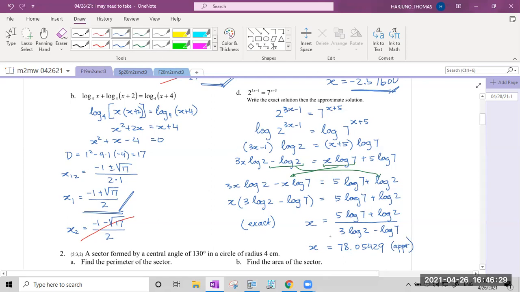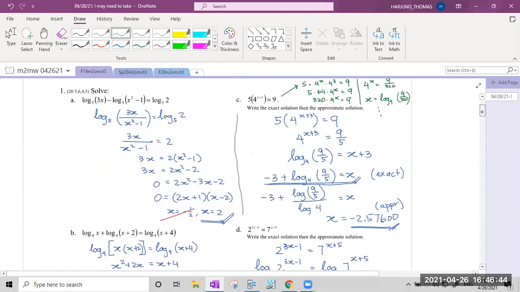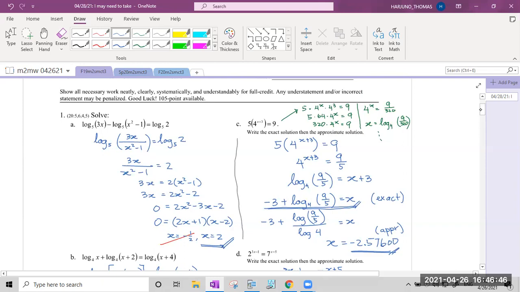Okay, so the solutions are this guy for the exact form and this guy for the approximate form. Okay, that's for number 1 for logarithmic and exponential equations.